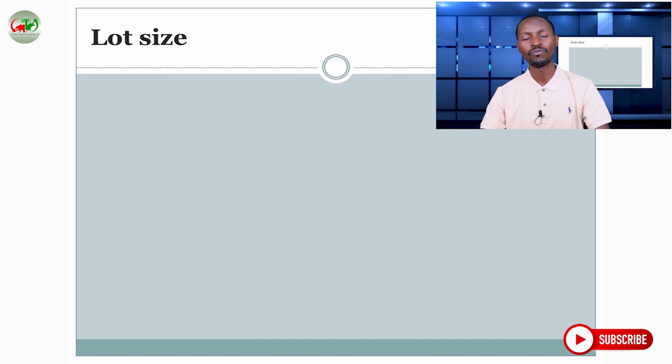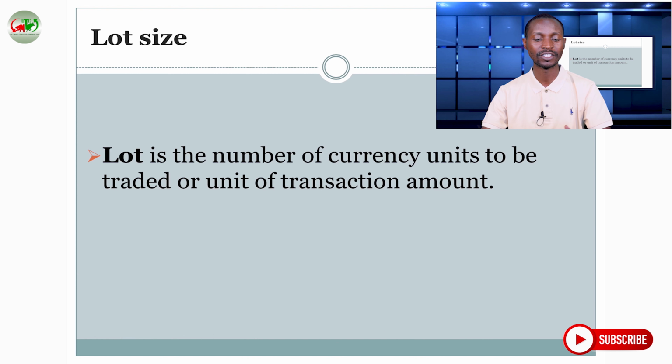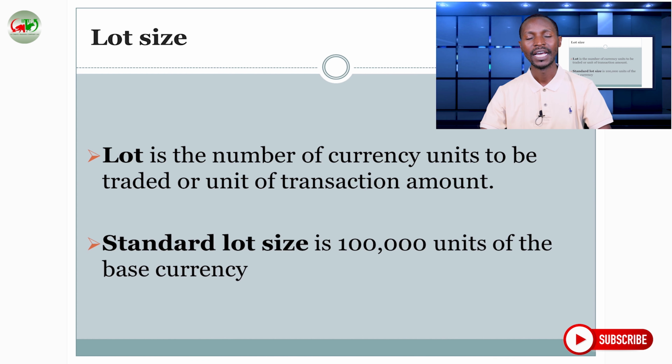So since pips are also very, very small in Forex, in order to trade, there are units of trading, and this quantity of units with which we trade in Forex, we call lot size. So lot size is the number of currency units which you need to trade or to make transactions while trading. The standard unit of lot size, we call it standard lot size, and it is always equal to 100,000 units of the base currency.